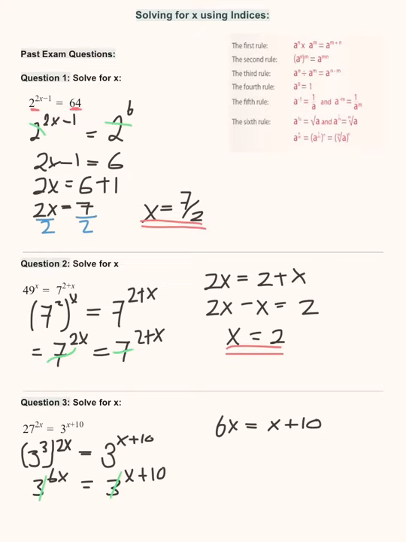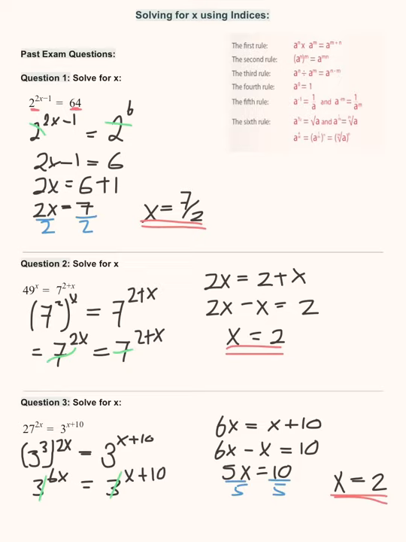So I get all x's to one side, numbers to the other. So I've got 6x, bring that 1x over, turns into minus x, equals 10. So that's 5x equals 10. Divide down both sides of the equation by the coefficient, which is 5. So that gives me my final answer then of x equals 10 divided by 5, so x equals 2. That's my final answer.